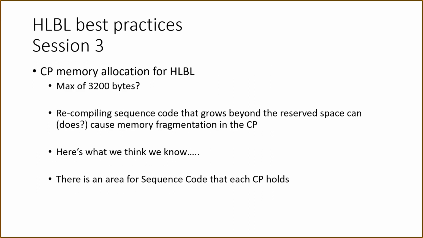One of the things that we know is the CP memory allocation. According to the documentation, we have a max of 3,200, I assume it's bytes. They kind of just throw that out there, but they tell us that's what our max C space or C size can be. And then we also know that recompiling sequence code that gets beyond the reserve space causes memory fragmentation in the CP. So now we're going to start taking a look at this, and we'll discuss some ways that we can work around it.